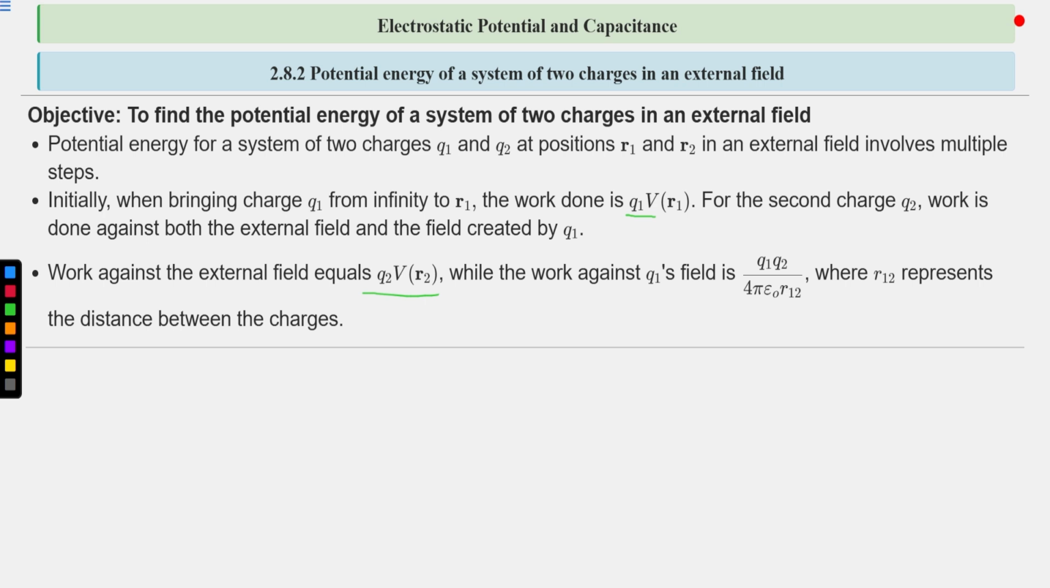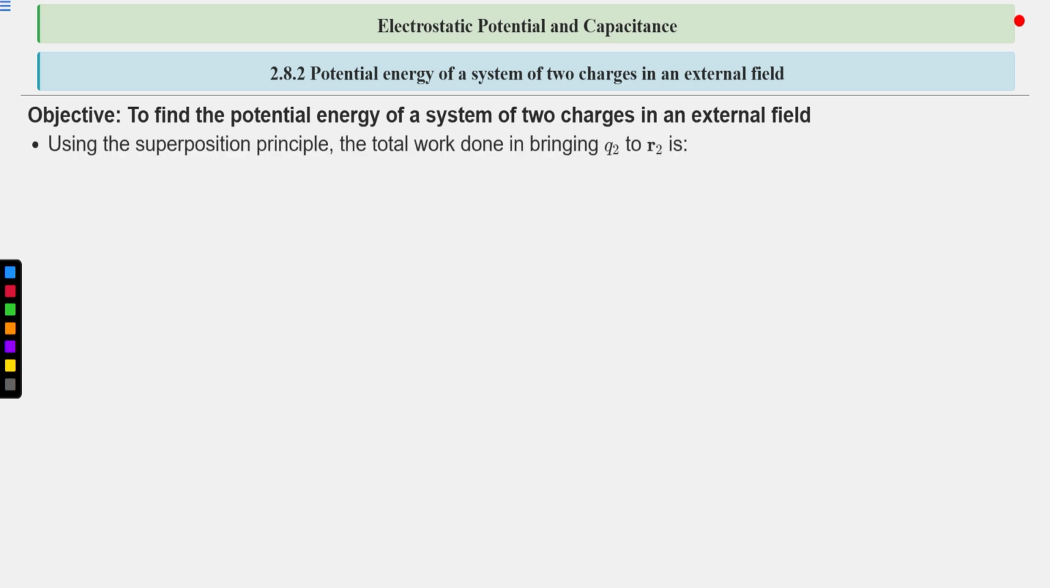While the work done against Q1's field, now Q1 is also present there, so there must be an electric field due to Q1 also. So Q2 has to overcome both fields. First is the external field and second is the field produced by this Q1. So now the work done against this Q1's field is Q1 Q2 by 4 pi epsilon naught R12, where R12 represents the distance between the two charges. Using the superposition principle, the total work done in bringing Q2 to R2 is this: Q2 VR2, this is the work done against the external field, and this is the work done against the field of Q1.